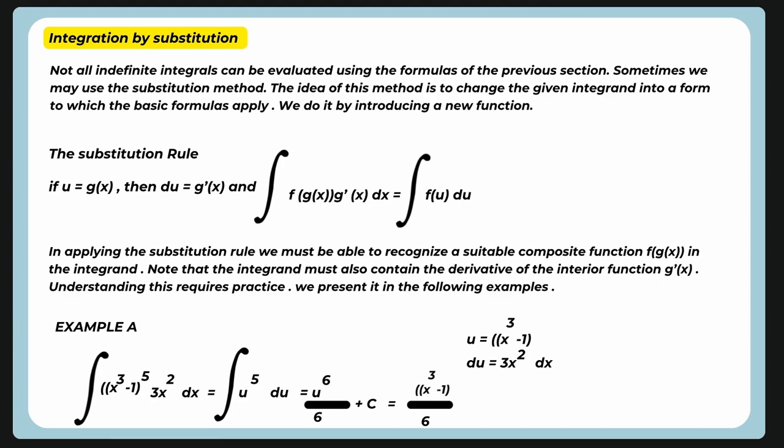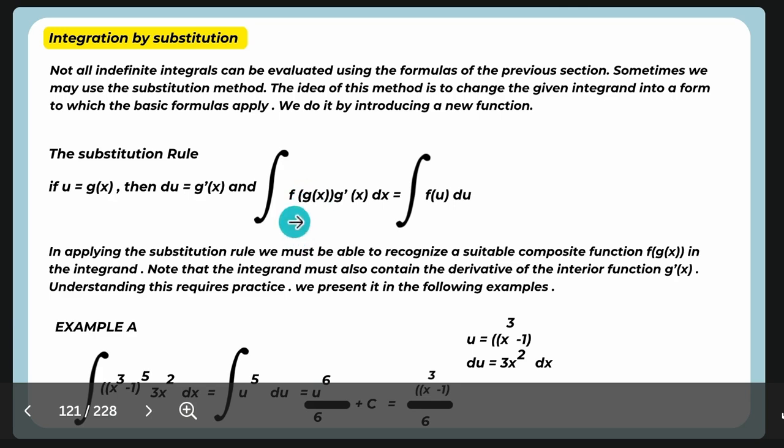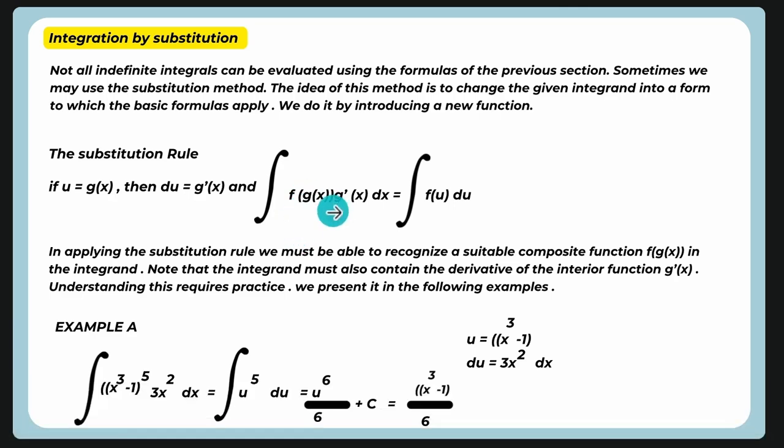So, the substitution rule is very simple. You have u equals g of x, and du equals g prime of x dx, which is basically the derivative, and the integral of f of g of x times g prime of x dx is equal to the integral of f of u du. In other words, you're substituting your inside function g of x with u, and your g prime of x dx, which is the derivative, as your du value. Okay, so this is another way of rewriting it.